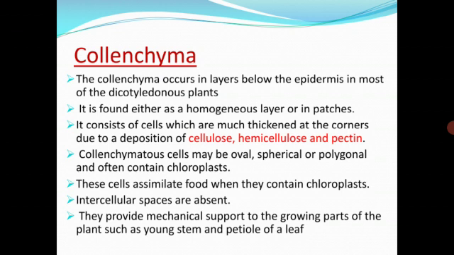Features are very important to be remembered. There are different types of collenchyma again, like angular collenchyma, lamellar collenchyma, and lacunar collenchyma, depending upon where the pectin deposition is occurring. In angular collenchyma, pectin is deposited at the angles or at the corners of the cells, whereas in the lamellar collenchyma, pectin is deposited on the tangential wall, and in the lacunar collenchyma, pectin is deposited in the intercellular spaces. So these are the types of collenchyma.